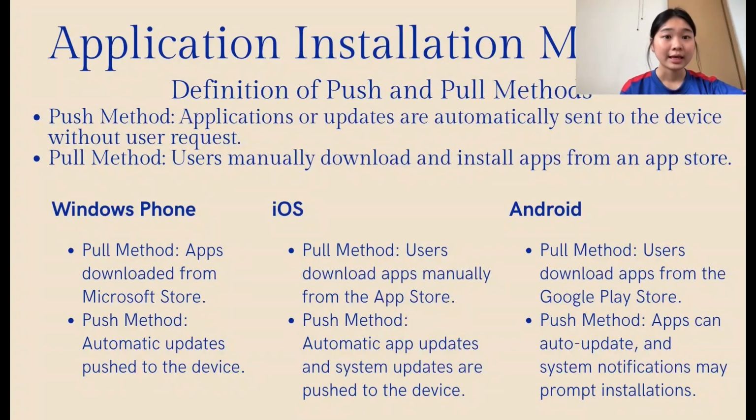For iOS, apps are installed manually from the App Store, which is the pull method. At the same time, updates are handled automatically through the push method. This combination provides both simplicity and convenience for users. For Android, users also install apps manually from the Google Play Store, and push methods include auto updates and system notifications. However, Android offers more flexibility, as users can decide whether to enable these features.